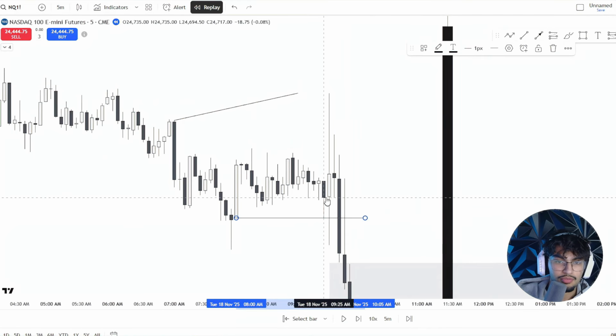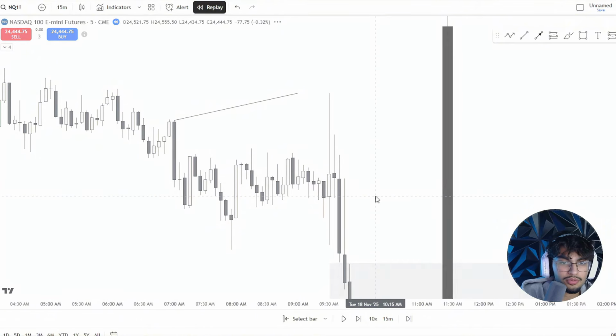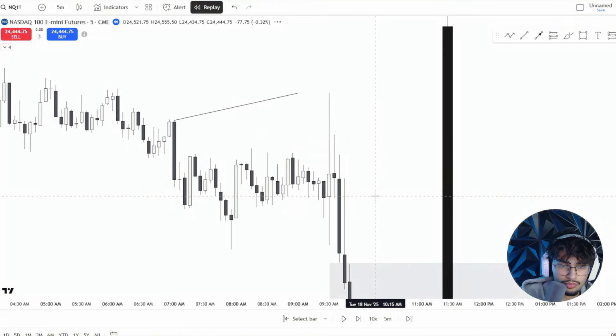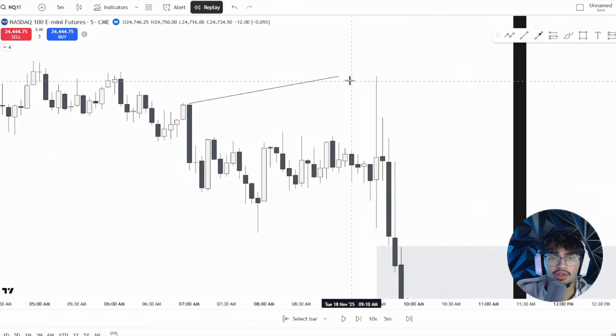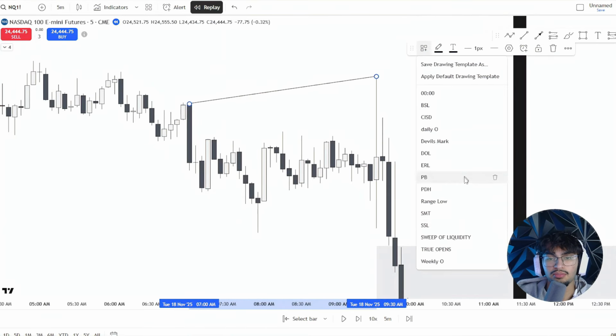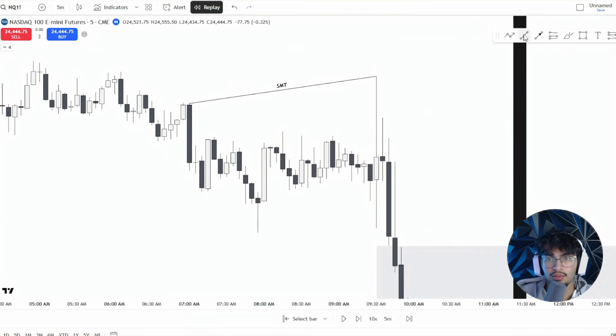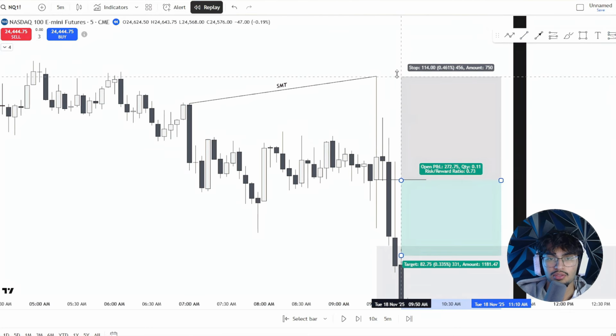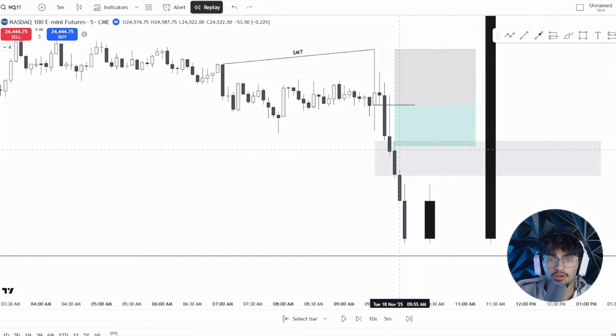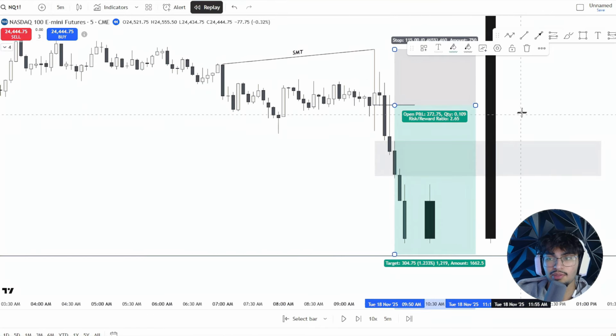and probably react off this 930 propulsion block with that SMT at the highs. Or do you have this SMT with YM? You enter off this propulsion block, keep your stop loss like this, and target this external low. That's probably going to be your best trade.